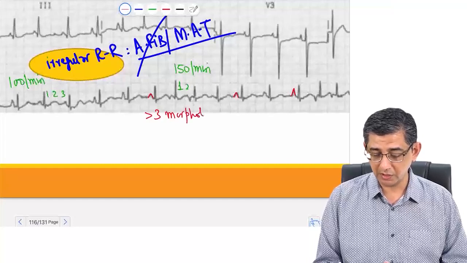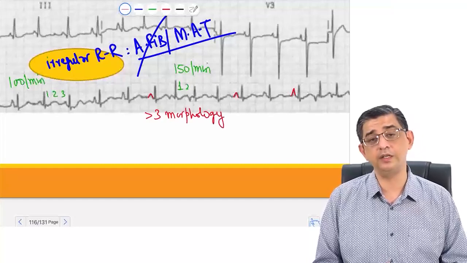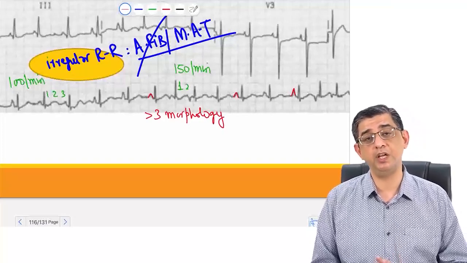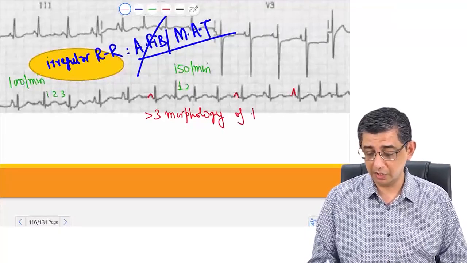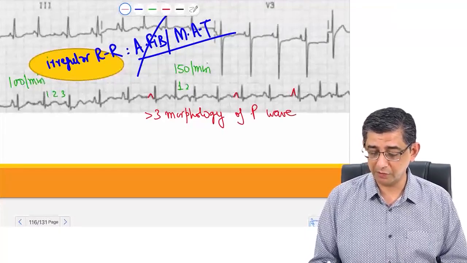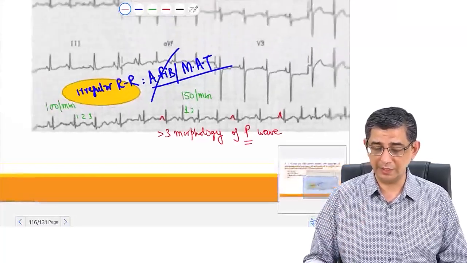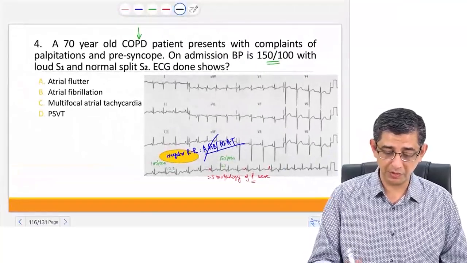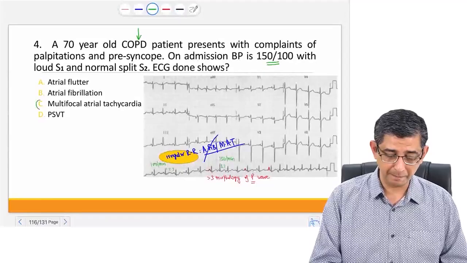This is a classical case of multifocal atrial tachycardia, and anyway, whenever he gives you a scenario of a COPD patient having a tachyarrhythmia, multifocal atrial tachycardia should always be on the radar. The correct answer for this question will turn out to be option number C.